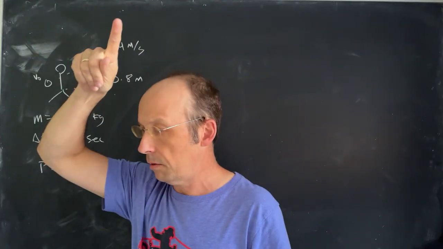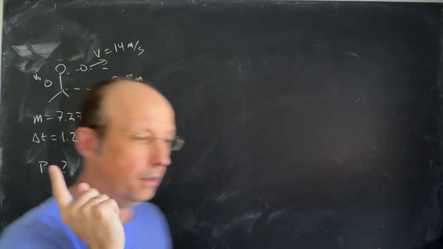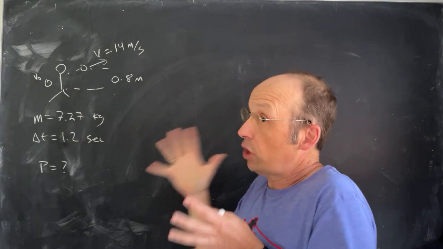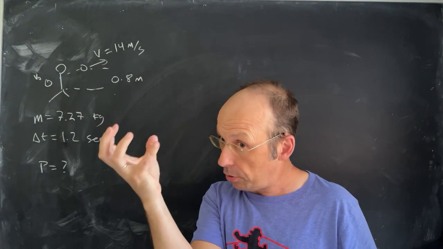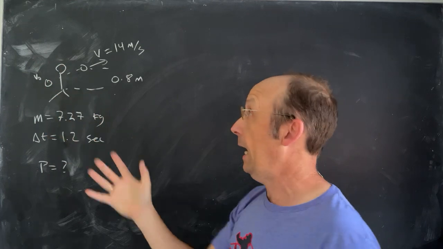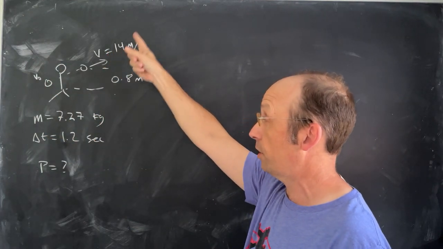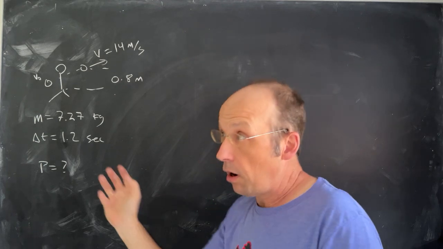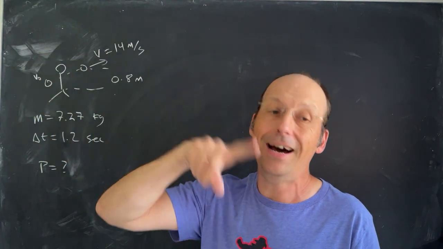Chapter 7, problem number 46. It looks like this. Actually, it doesn't look like that. The problem basically says a shot putter takes the shot put and throws it, and the final speed of the shot put is 14 meters per second. And also during that time, the shot put moves up.